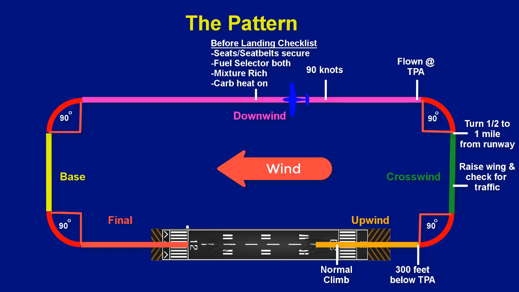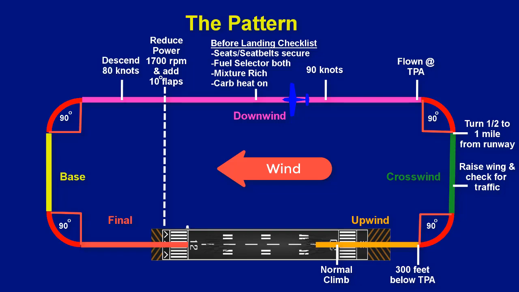The fuel selector should be set to both. Mixture should be rich, and carb heat on. When you are abeam of the end of the runway, reduce power to 1700 RPM and add first flaps of 10 degrees and pitch to descend at 80 knots.